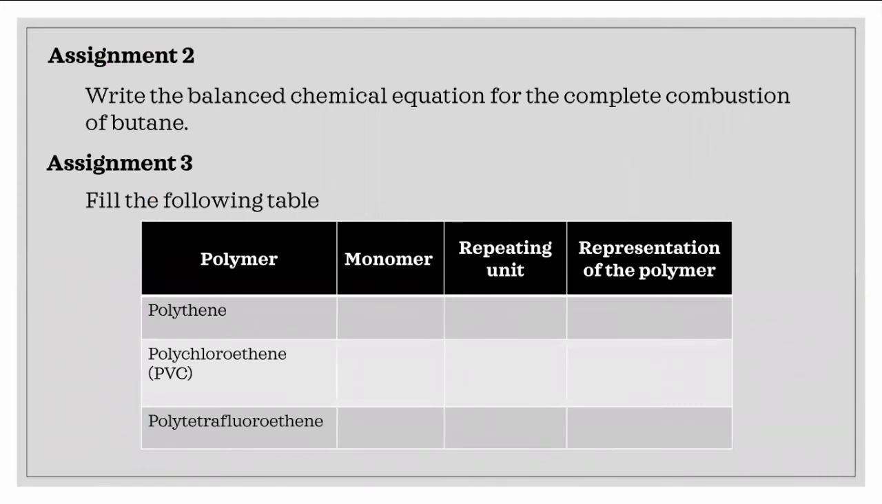Assignment 2. Write the balanced chemical equation for the complete combustion of butane. Assignment 3. Fill the following table.